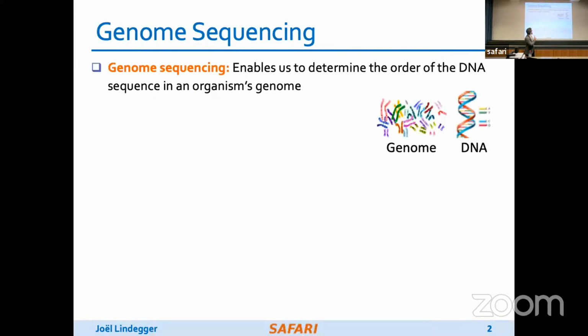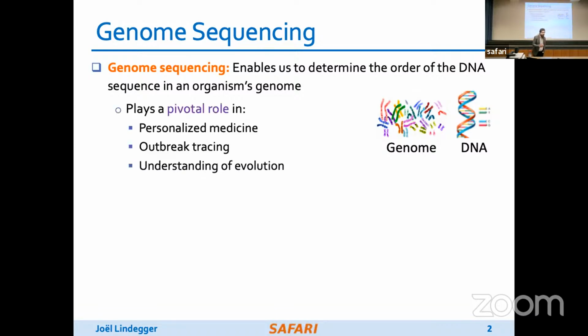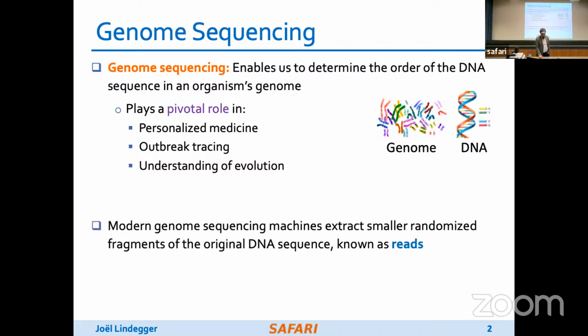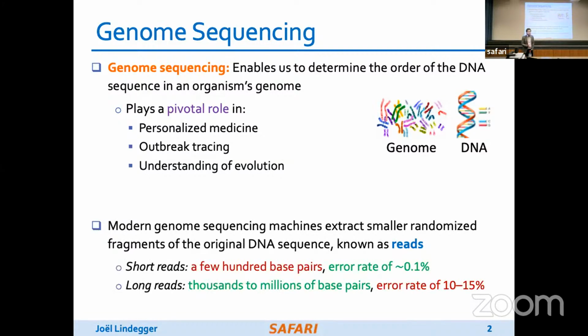Recall that sequencing enables us to determine the DNA contents of an organism's genome. This gives us many interesting types of information. We can use it for personalized medicine, for outbreak tracing, and for understanding evolution. When we do sequencing, we get a physical sample, put it into a sequencing machine, and out we get randomized fragments of the genome, which we call reads. Depending on the sequencing technology and the company that manufactured the machine, you will get short or long reads, anywhere from a few hundred base pairs or characters up to thousands or even millions. You also get different properties, like different error rates.